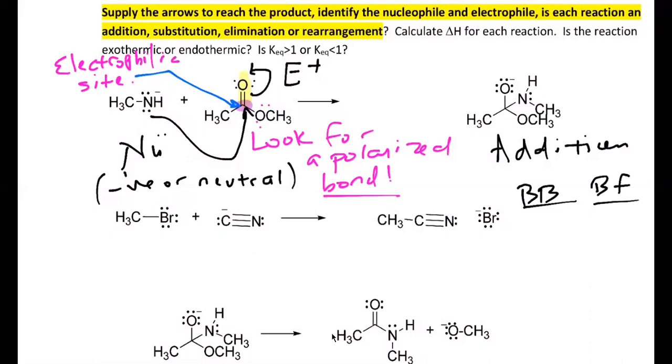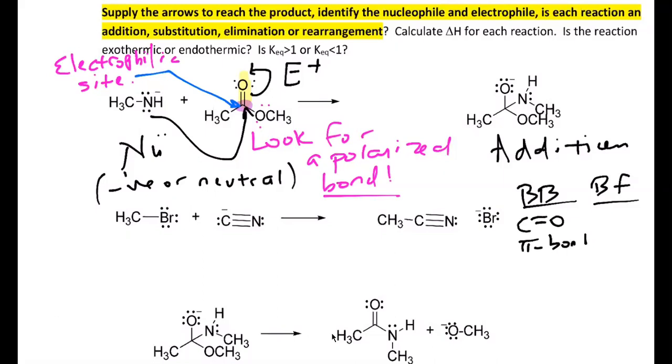So what did we break? Based on the arrows, what bonds did we break? Pi bond? Okay, good. What type of pi bond? You're right, but it's a specific type, right? It's a CO pi bond. Is that right? Yes. All right, so we broke a CO pi bond.